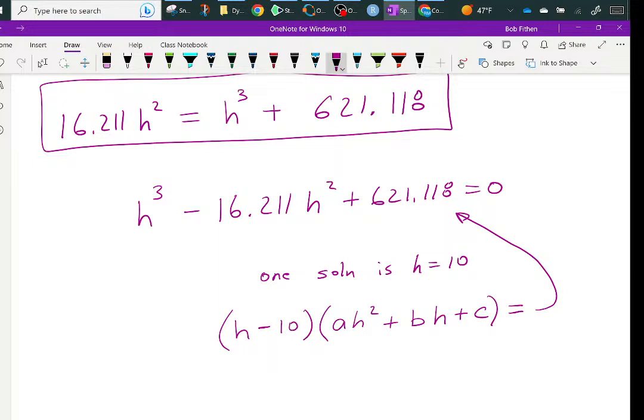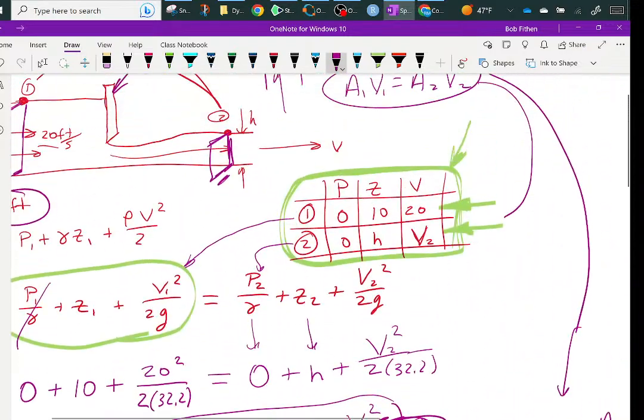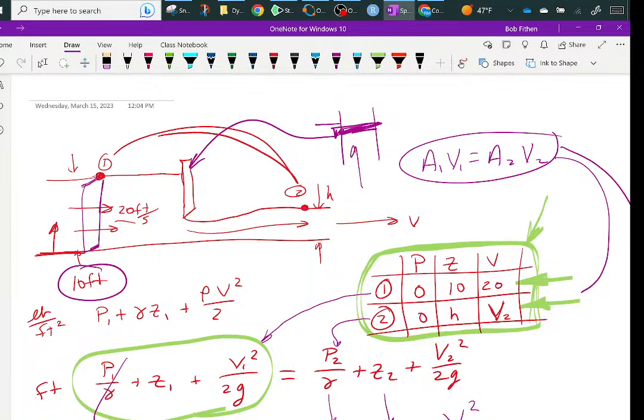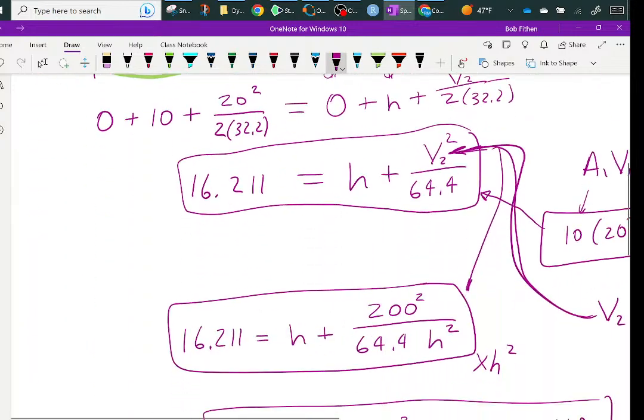Okay, one of the solutions is h equals 10, which is not completely intuitive unless you've worked the problem before. And one solution would be the water would come back up and just continue flowing to the right. So in other words, this is one common situation that can happen on these.